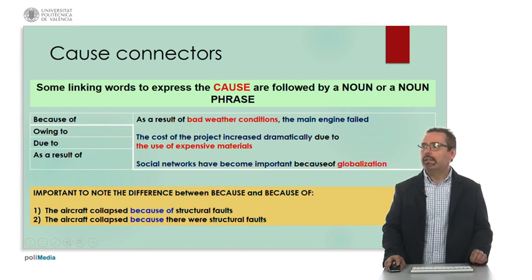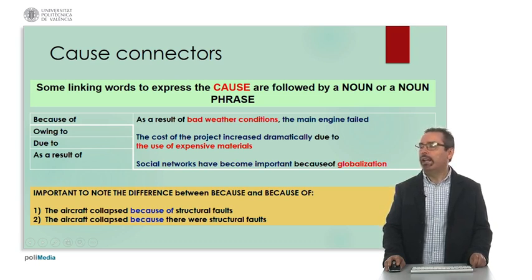Because of, owing to, due to, as a result of. In this case, these connectors are followed by a noun or noun phrase, not by a full sentence or clause. Examples of this are here. As a result of bad weather conditions, the main engine failed. The cost of the project increased dramatically due to the use of expensive materials, and social networks have become important because of globalization.